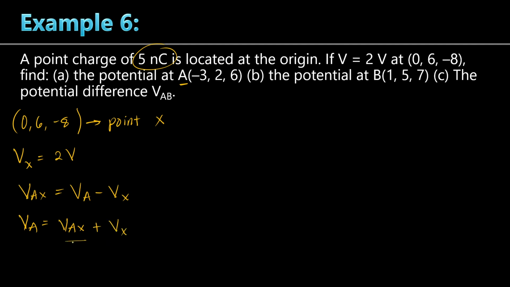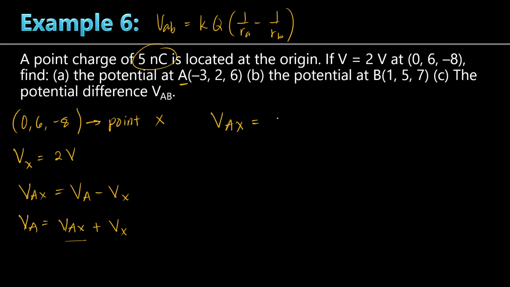Pero ano yung VAX, 'di ba? Meron tayong unknown dito na VAX. Para malaman yung VAX na yan, we need to consider that we have a point charge which is located at the origin. Kung point charge, ano ba ang expression ng potential difference? 'Di ba kanina meron tayong VAB due to a point charge which is equal to KQ times 1 over RA minus 1 over RB? Yes. So, gagamitin natin ito. Okay? Para sa VAX. Sige, gawin natin yan.